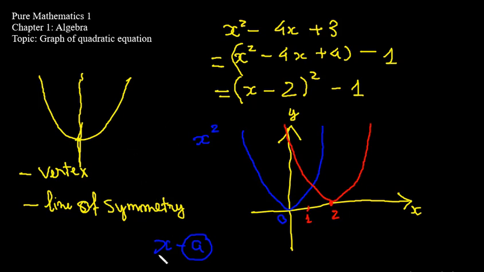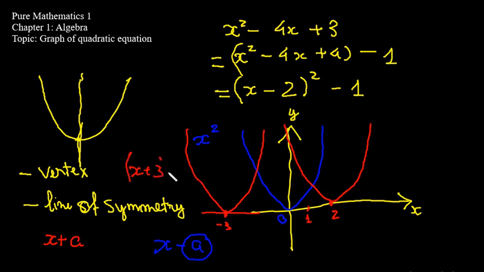In some other cases, when you complete the square, it appears in the form x plus a, like now I have x plus 3. So x plus something will move to the left, and x minus something will move to the right. If x plus 3, the new graph will be here. When you transform x squared into this one, this is the graph of (x plus 3) squared.